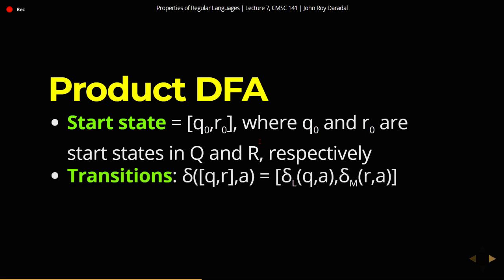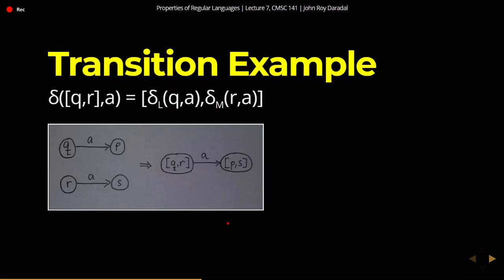And then for the transition, delta of the state QR on A is just delta of Q on A and then delta of R on A. So we take the destination of the transition Q on A in the first DFA, and the destination of the transition R on A in the second DFA, and those two states together will be the state name of the destination of this transition. If that doesn't make sense, we have an illustration here to help you understand this better.